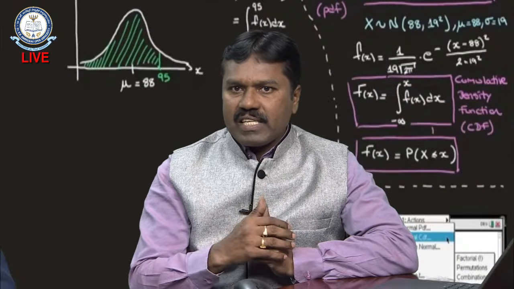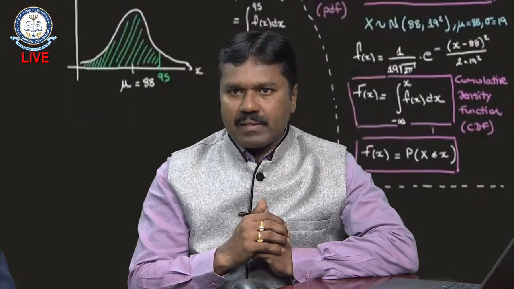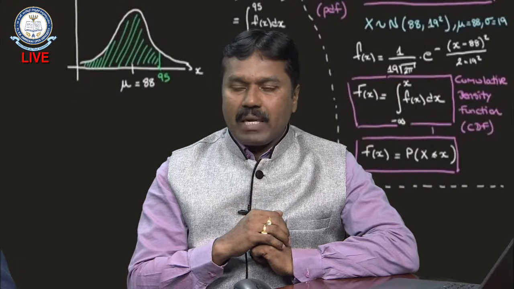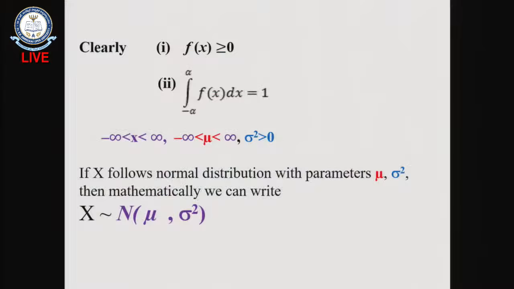So, whether the given function is a probability density function. For that, we need to check two conditions. One is that p of x is greater than or equal to 0. The second is that the total integral value, that is, the integral from minus infinity to plus infinity of f of x dx, is equal to 1. Then x ranges from minus infinity to plus infinity, mu ranges from minus infinity to plus infinity, and sigma square is greater than 0.